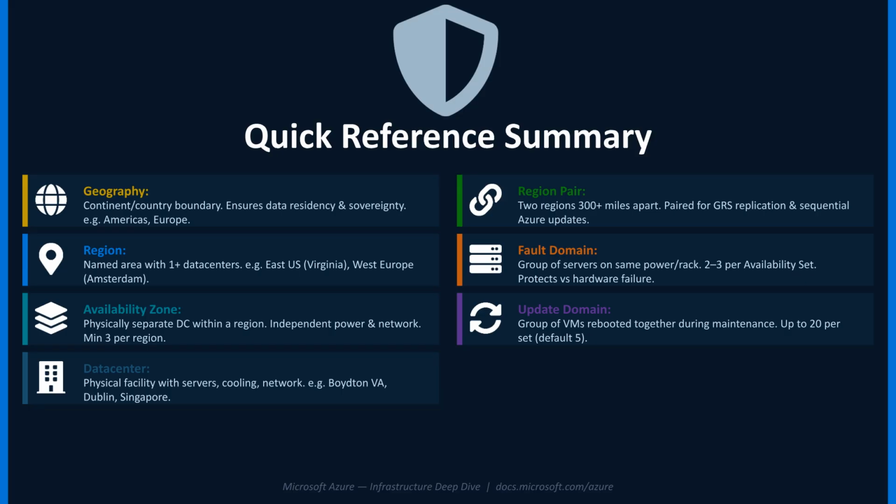Here's a quick reference summary of the Azure infrastructure concepts we've discussed. We covered geographies, regions, availability zones, data centers, region pairs, fault domains, and update domains.